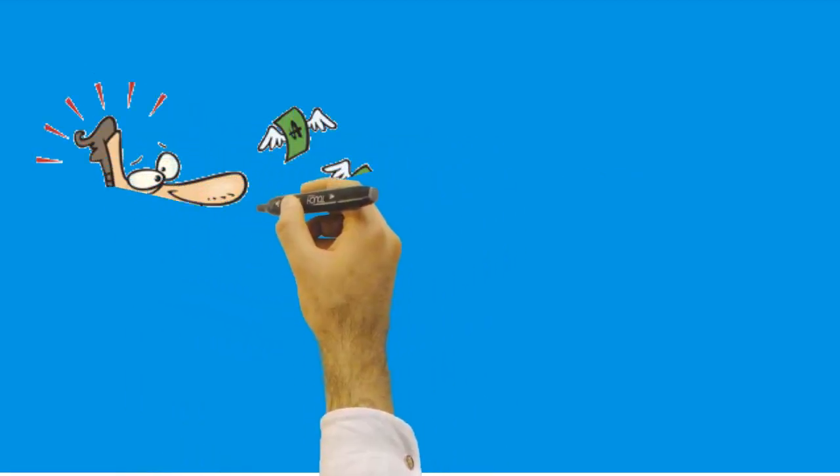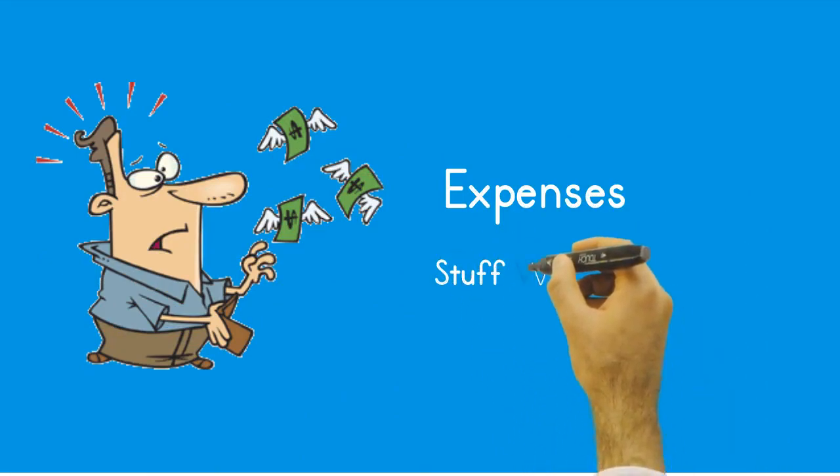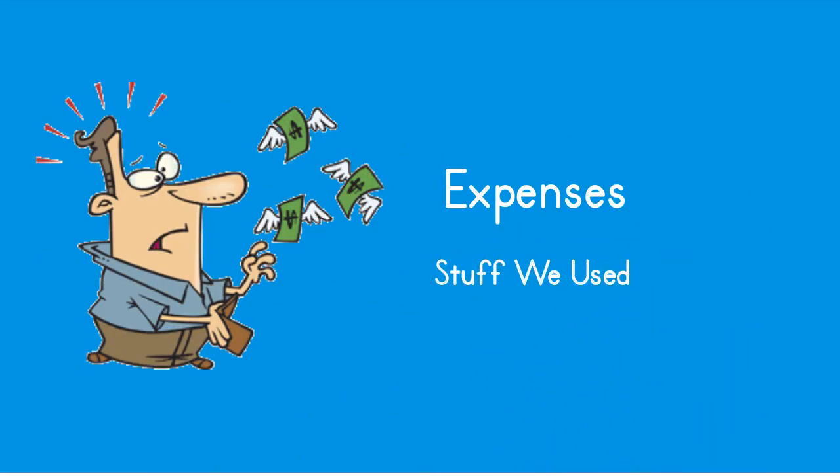Expenses. Formal definition: decrease in owner's equity resulting from the cost of goods, fixed assets, and services and supplies consumed in the operations of a business. Informal definition: the costs of doing business. The stuff we used and had to pay for or charge to run our business.